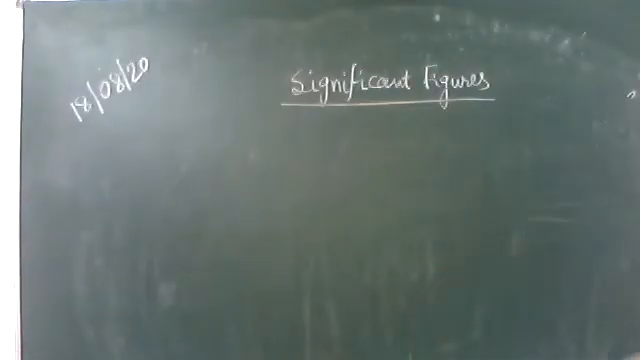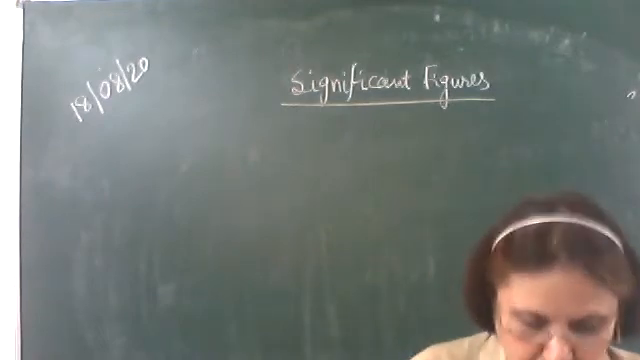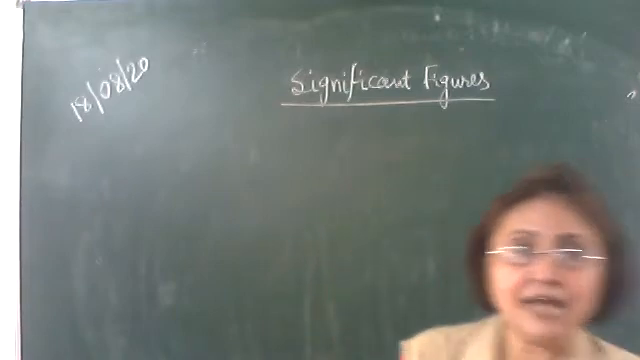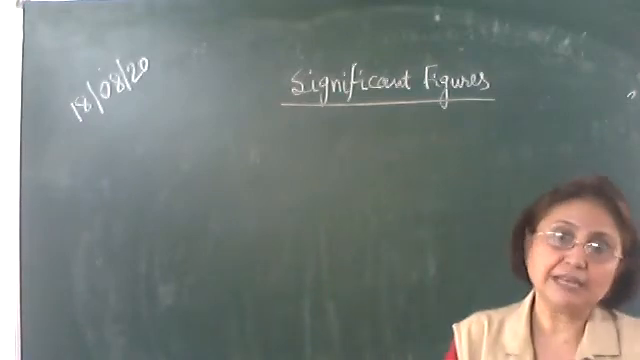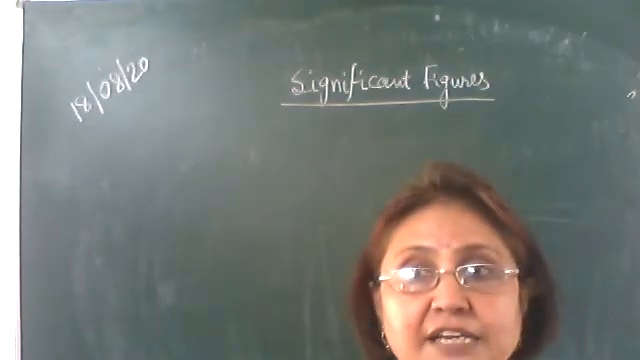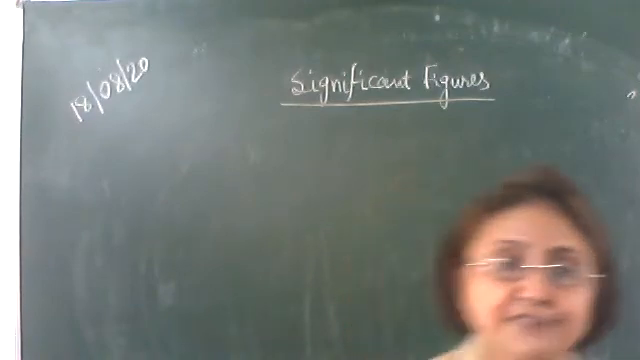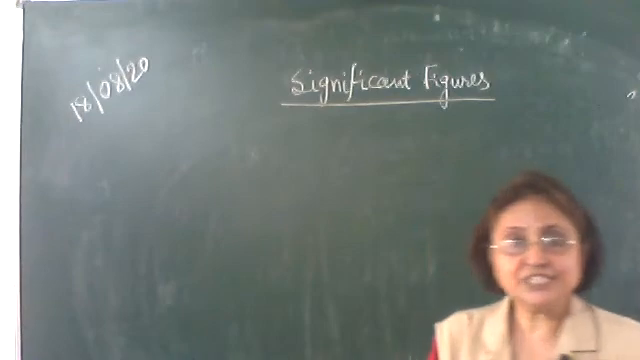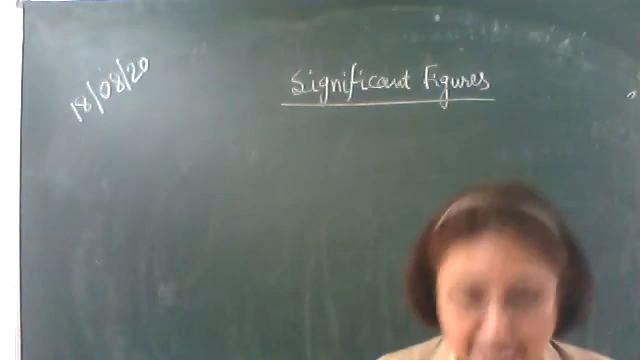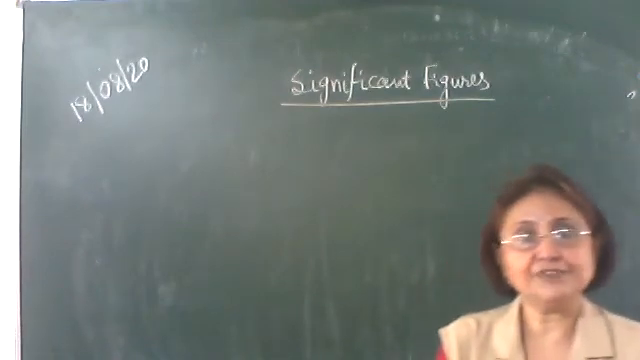Okay, so significant figures. Significant figures are the number of digits in a measured value. When we measure any value, the number of digits in that numeric value are called the significant figures. So, these significant figures are the digits which are reliable, that is which are certain, plus the last digit which is uncertain. Together it makes the significant figures.